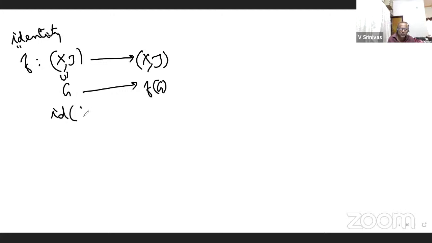So what is identity of G? Identity takes G onto identity of G. What is the image of G under the identity function? It is G itself. Okay.